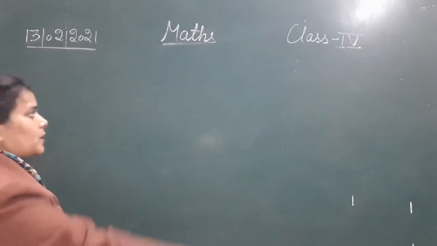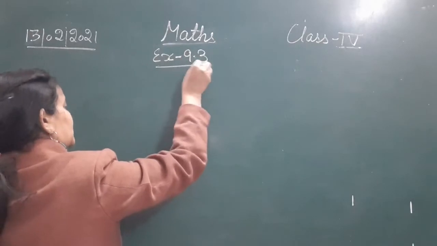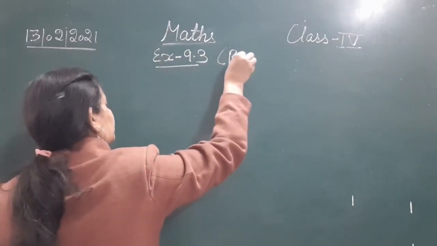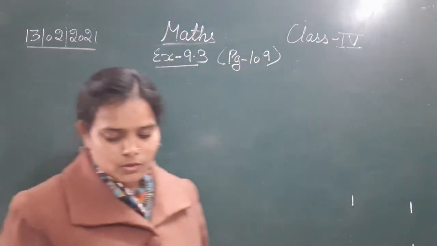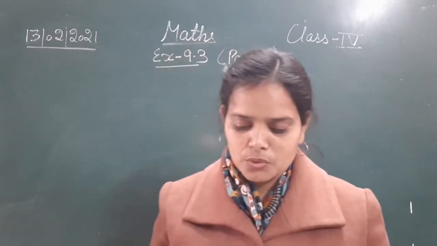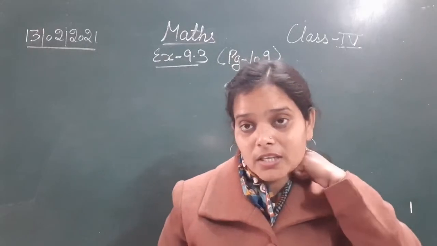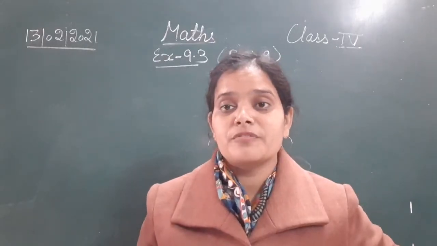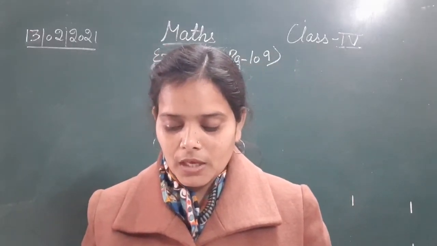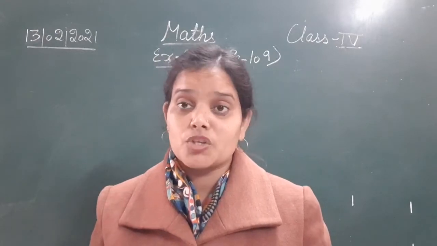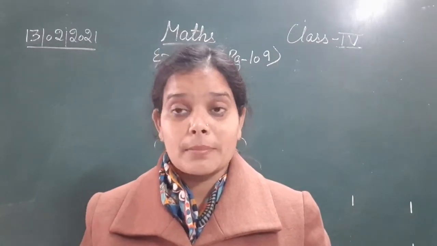So I'm just writing the topic here, that is exercise 9.3, that is given at page number 109. As you know, in this exercise we are doing the multiplication and the division of certain amount of money with a number. Now we have done application number 4, that is a statement sum. So let's begin with sum number 5.